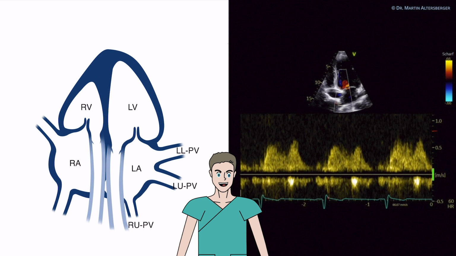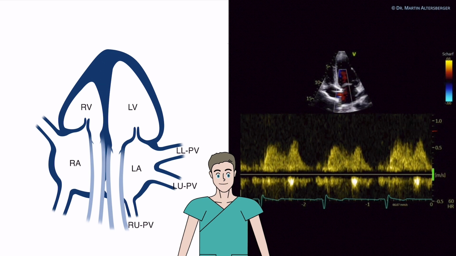Now optimizing towards the right upper pulmonary vein and placing the pulsed wave Doppler, we get a signal. We have an S wave and a D wave, so a systolic and a diastolic wave. Sometimes we have an additional notch in the S wave, and so the S1 and the S2. But in this case, we have a nicely depicted S wave and a D wave.